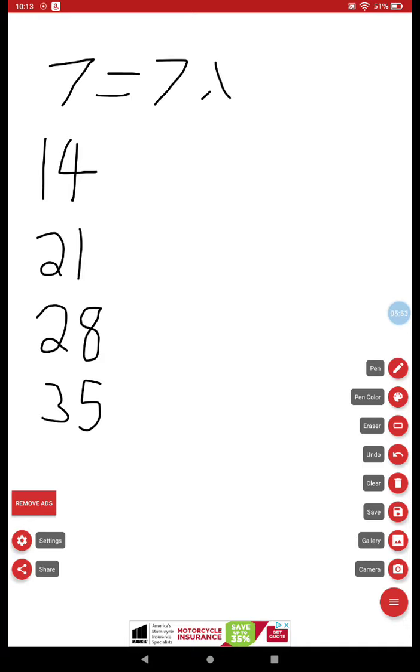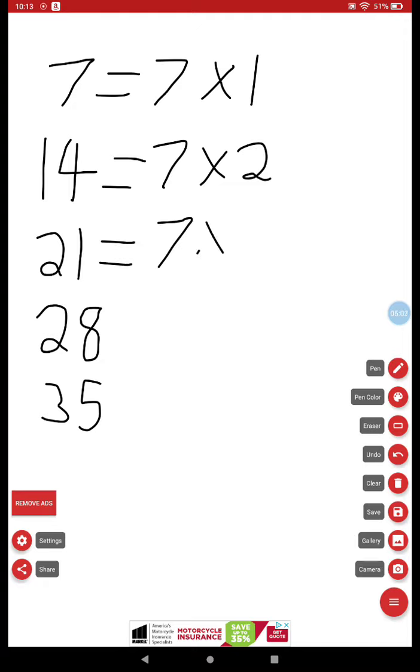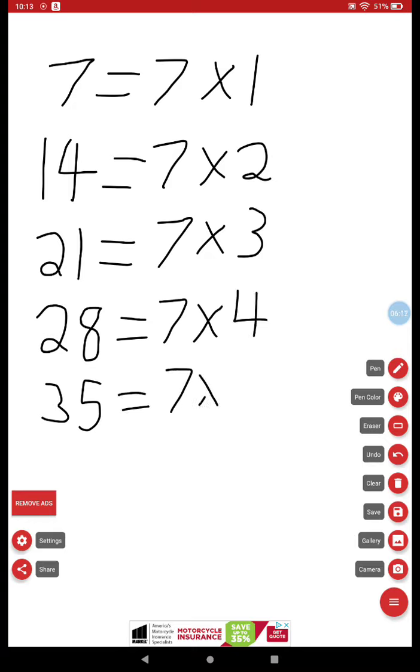7 times 1 is 7. 7 times 2 is 14. 7 times 3 is 21. 7 times 4 is 28. And 7 times 5 is 35.